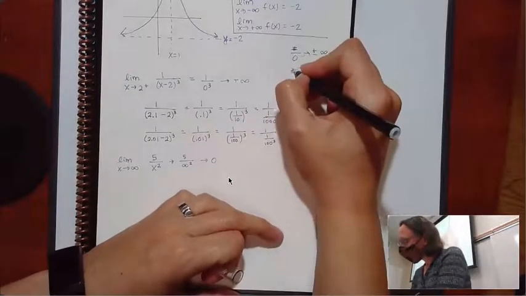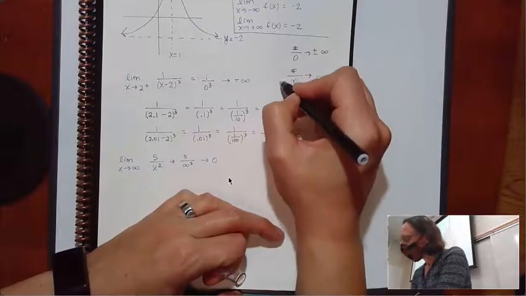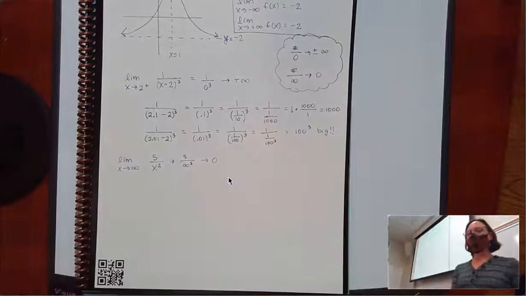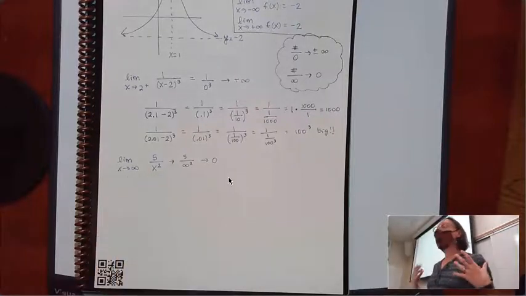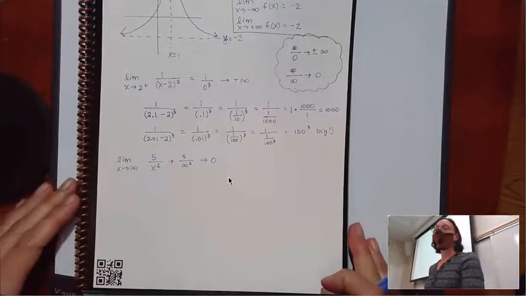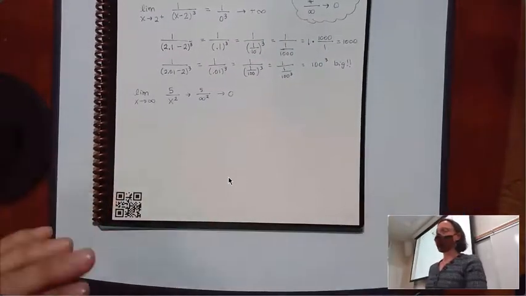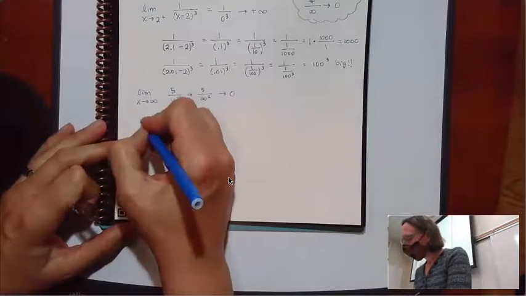So a number divided by infinity is headed to 0. And these two limit facts are going to be important, and they're going to come up over and over again. By the way, this is true no matter how big the number on top is, and no matter how big the power of x is on the bottom. But there are things to be careful of.